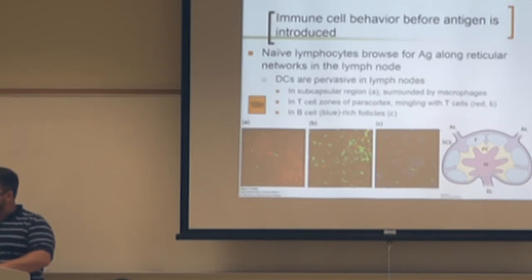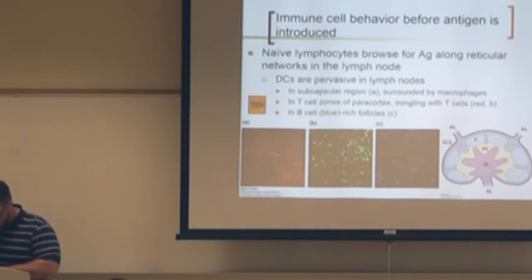Okay, so here you can see in picture B, we are looking at dendritic cells mingled with T cells. T cells are red. Again, dendritic cells are green. T cells are red. And this is in the follicle. And then in this you can see that the B cells are blue, and dendritic cells are green. So we're focusing in on the movement of dendritic cells in these cases.